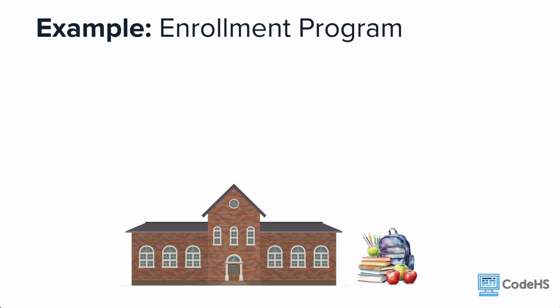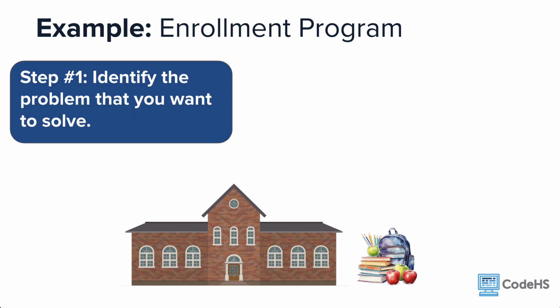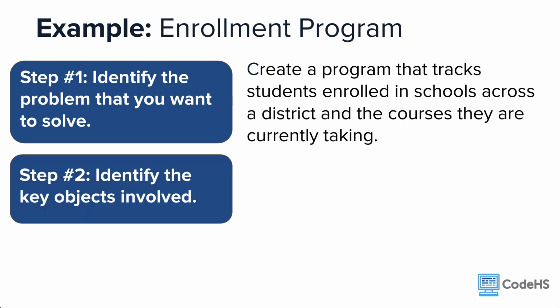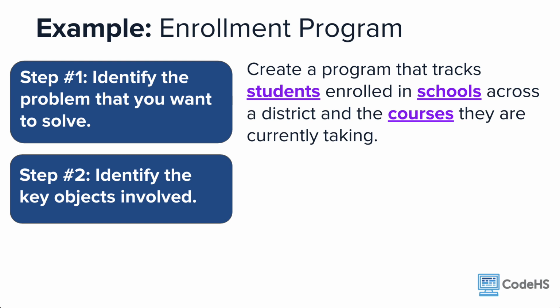You have been asked to create an enrollment program. The first step in object-oriented program design is to identify the problem you want to solve. So, you come up with this problem statement. Create a program that tracks students enrolled in schools across a district and the courses they are currently taking. The second step is to identify the key objects involved. For this step, you can think about the nouns in the problem description. Based on your problem, what might be a few objects our program should include? You may have come up with these: student, school, and course.